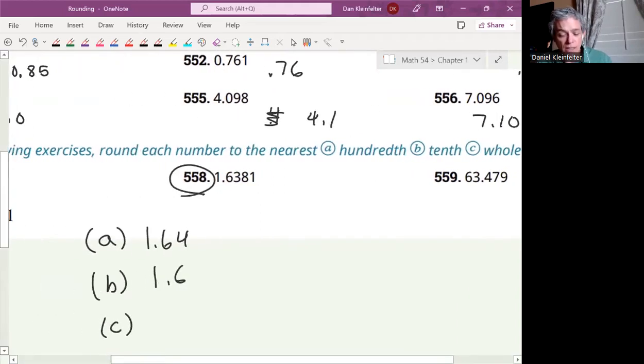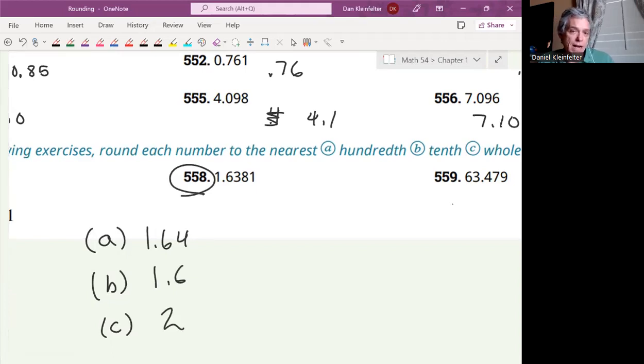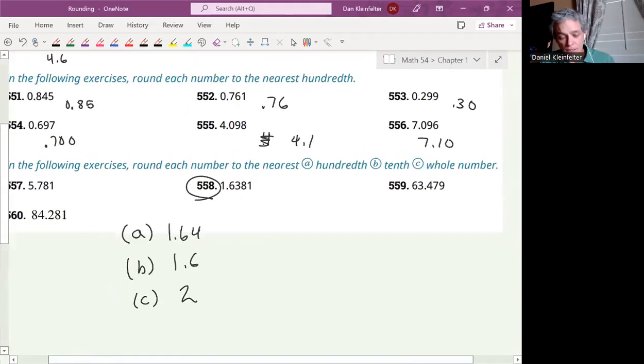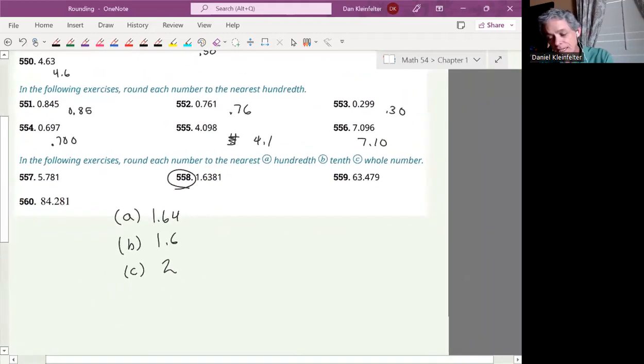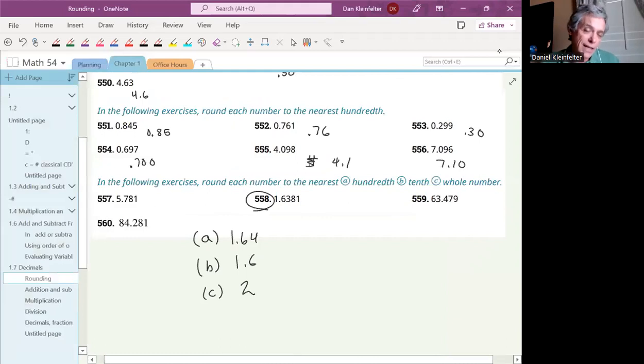Okay, lastly, we're going to the nearest whole numbers. You have to ask yourself, 1.63, is that closer to 1 or 2? It is more than 1.5, and so we'll round that up to 2, just a solid 2. That takes us to the end of our bit on rounding. Again, if you need more help with rounding, let me know.